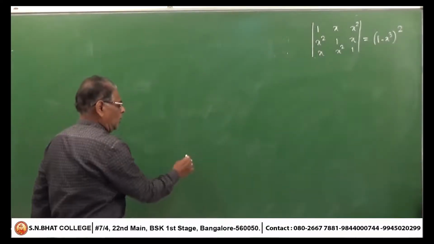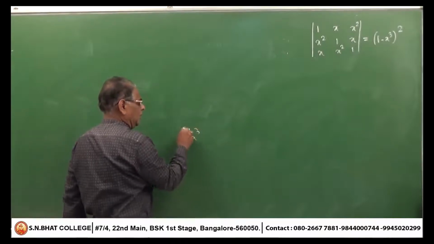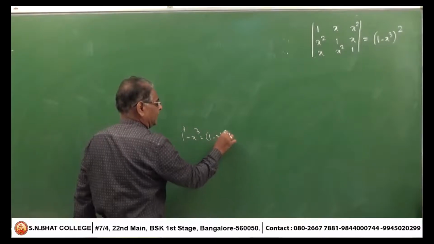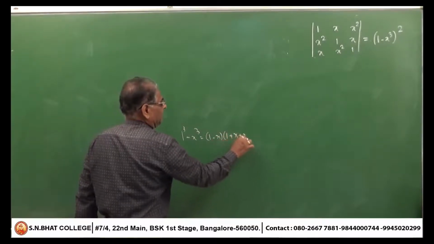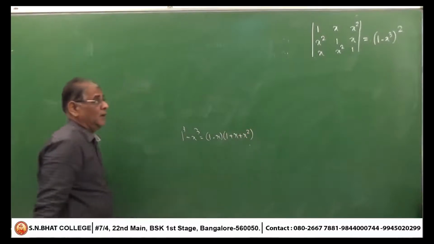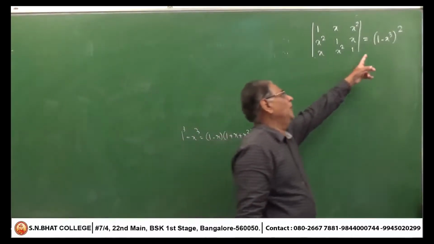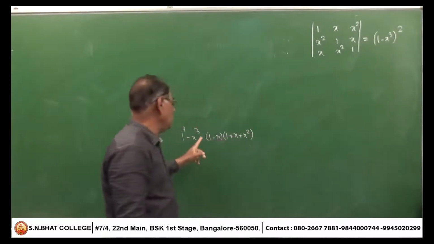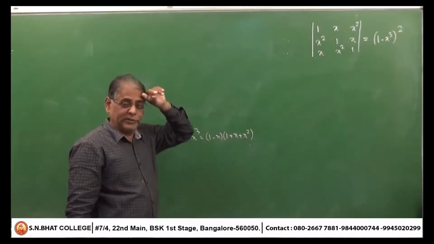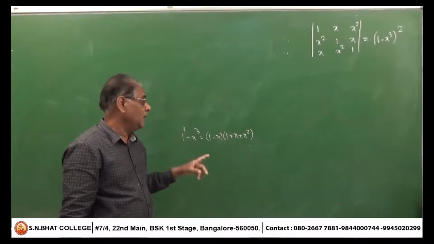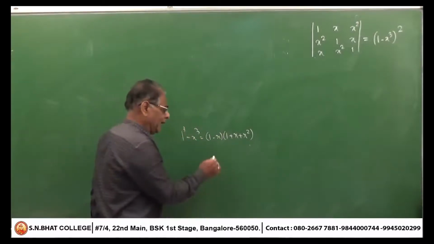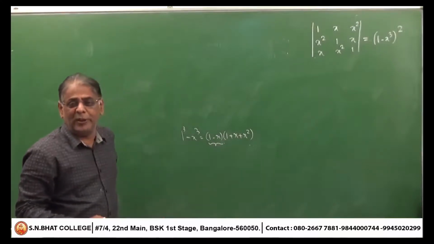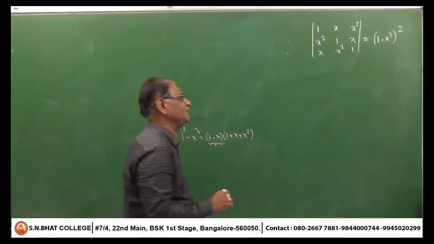See here, 1 minus x cube is of the form a cube minus b cube. This is 1 minus x into 1 plus x square. In the first step, try to get 1 minus x as a common factor.